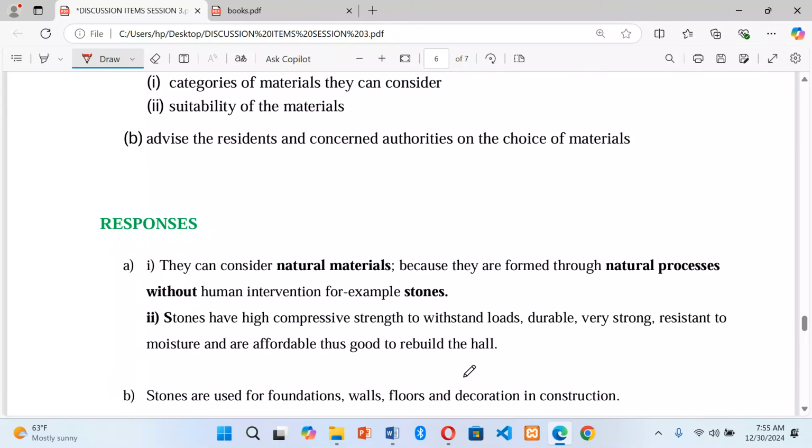Let's go through the solutions very fast. So when we are responding, respond to the question very well, so that they can use categories of material they can use. So I started by saying they can consider natural materials because they are formed through natural processes without human intervention. Good. That is a reason. For example, stones. You see, you get your 3 scores. But I'm not saying that this is the only answer. Someone can use any other example apart from stones. Someone can use artificial materials. Please don't stick your mind to this. What I'm giving us is how to approach these items. So you get your 3 scores.